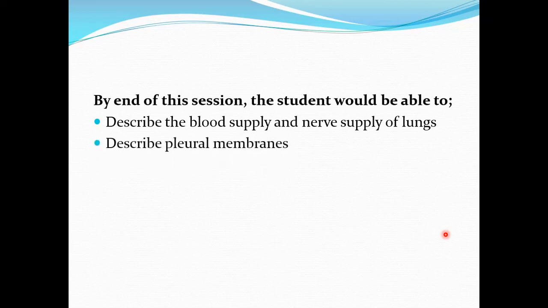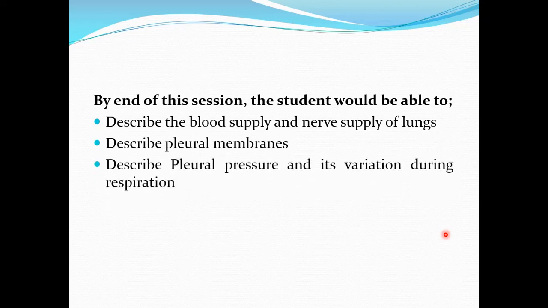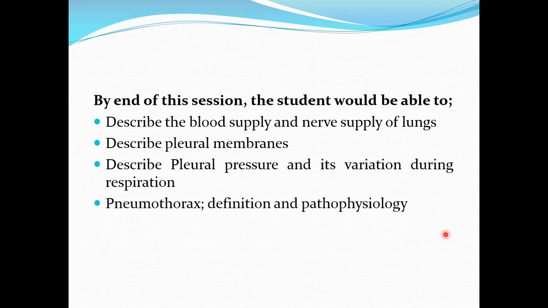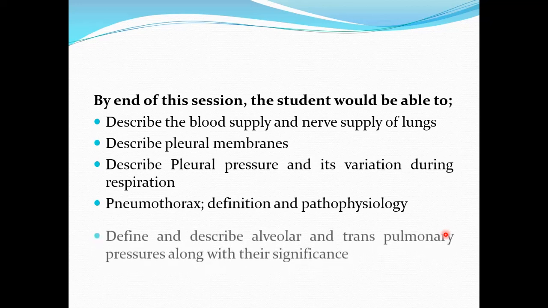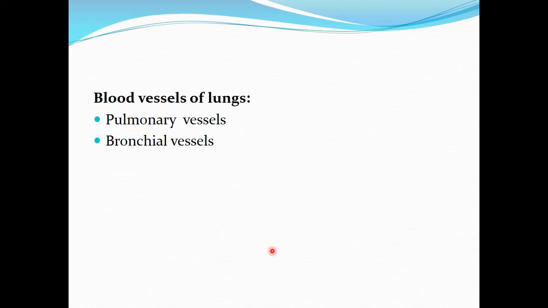We are going to talk about the pleura, the pleural pressure and its variations during respiration. We are going to talk about pneumothorax, which is a pathological condition, and we are going to talk about the alveolar and the transpulmonary pressures along with their significance. So first topic is blood vessels of the lungs.